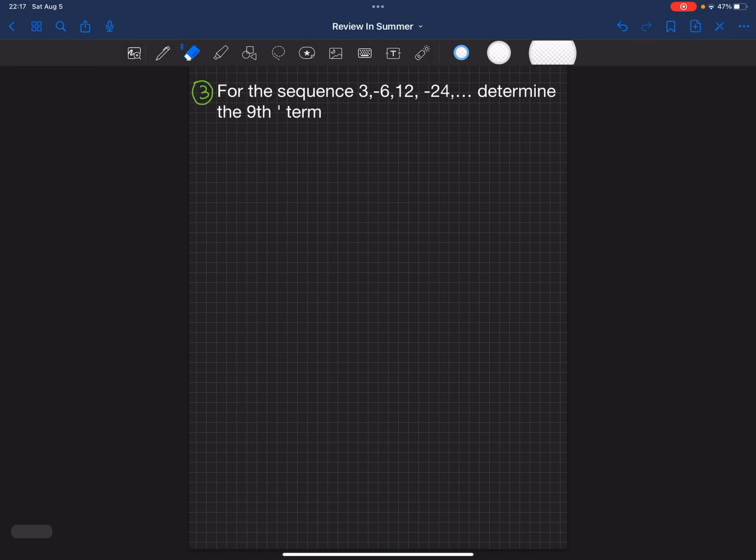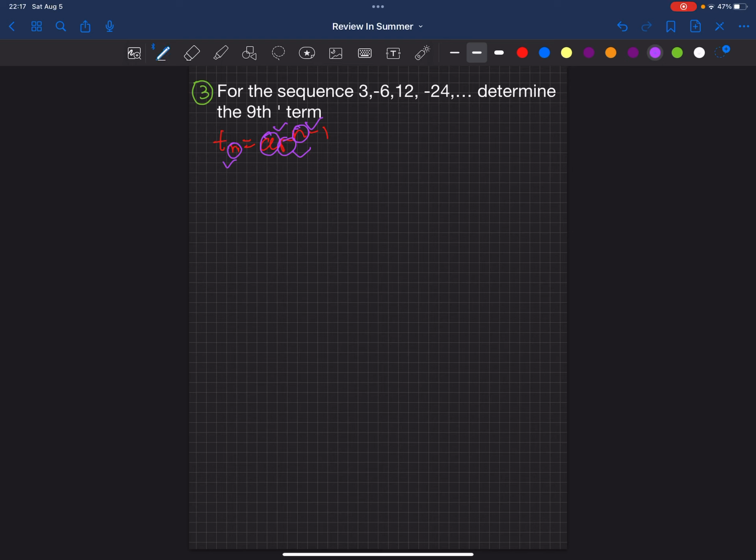For the sequence 3, negative 6, 12, and negative 24, determine the ninth term. Okay, this is also a fairly simple question because you have all the information in front of you. So if you write down the formula you're supposed to use, a times r to the power of n minus 1, you know the ninth term. Let's check everything off. You know the ninth term. You know what a is. You know you can find out what r is, and you know the n. So you know all your information just looking at the question.